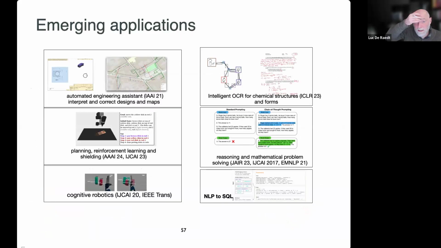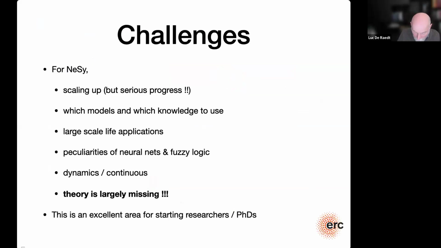There are other things that we look at and people have looked at. For instance, one nice application is recognizing chemical structures from their handwritten drawings. We're looking at automated engineering. We're also very much interested in planning and reasoning, and ultimately in robotics, but there we've done stuff with probabilistic logics, but not yet with the neurosymbolic ones. And of course, there is much, much more than just what we do.